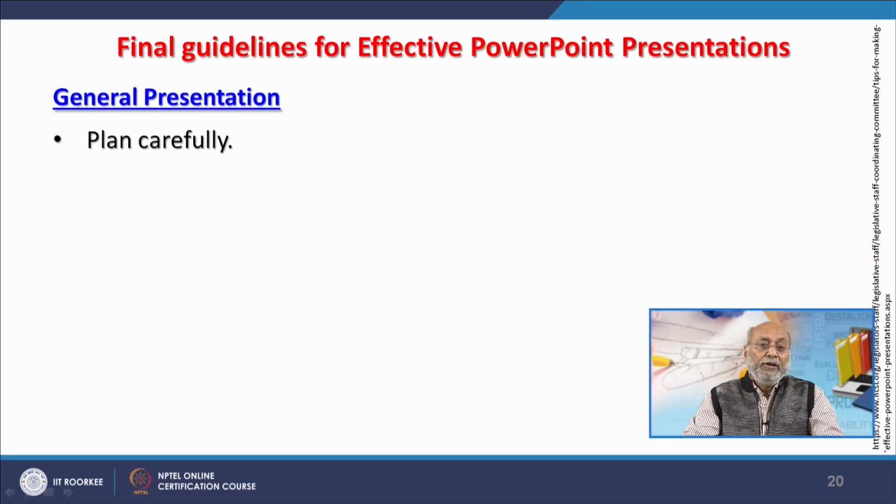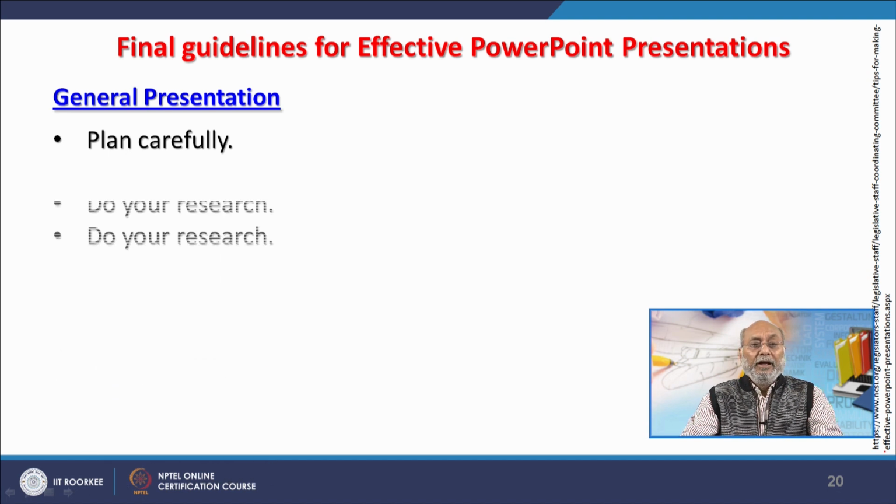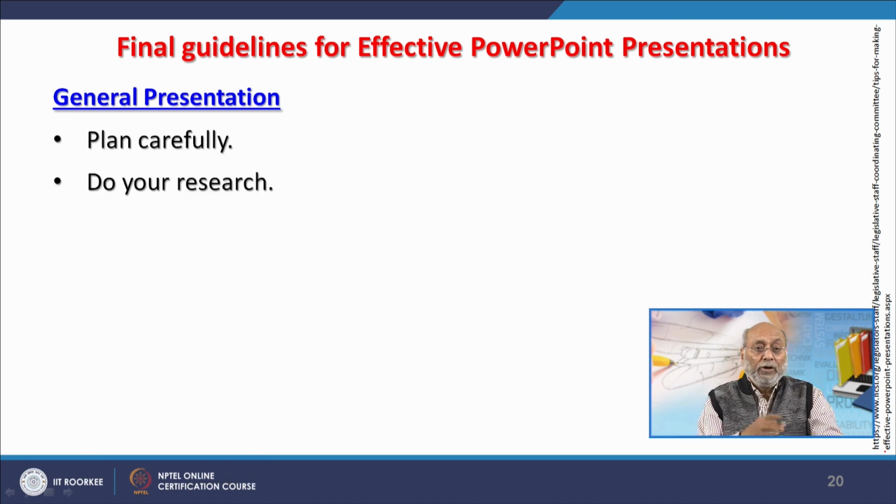So, general presentation: plan carefully. When you are going for a presentation, any kind of presentation, one knows why he is going for it, for definitely some serious work. So plan carefully, and do not go in blank. Do your research, and that research also includes the content first, and then research about the setup and other things.